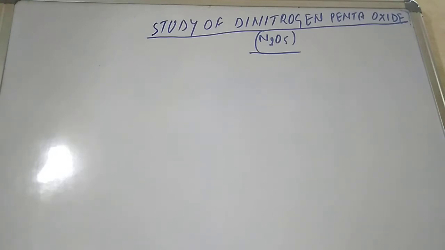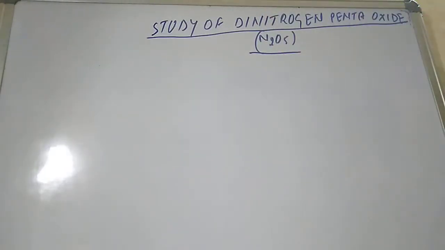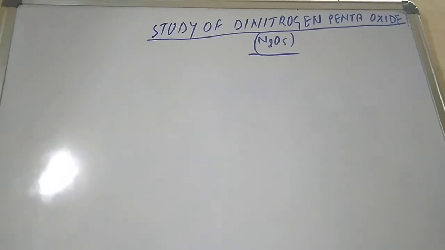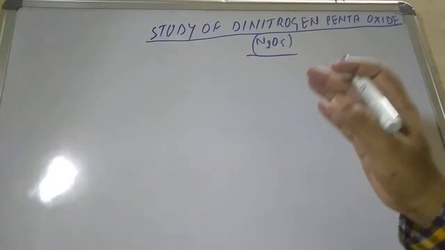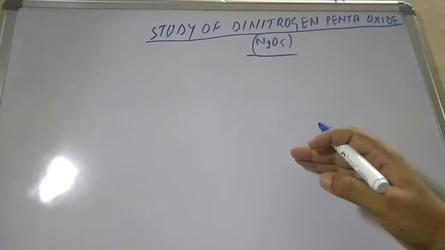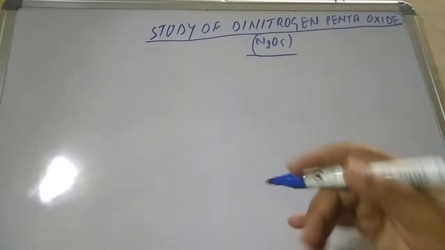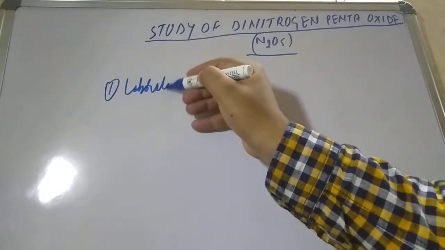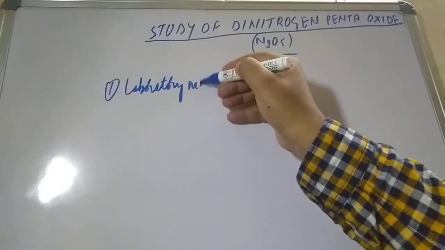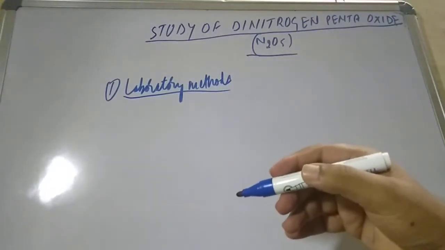Dinitrogen pentoxide is symbolically written as N2O5. What we have to study for N2O5 is the preparation and structure, along with the physical properties. So let us see how to prepare it. The more important method is the laboratory method. So the first method is the laboratory method for the preparation of N2O5. So how can we prepare it?